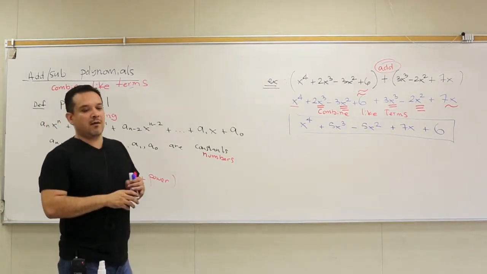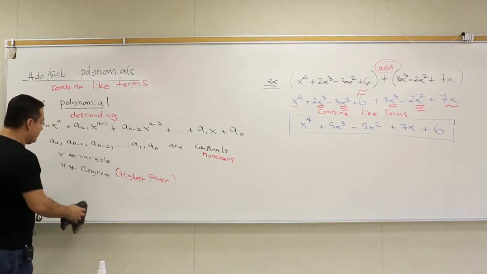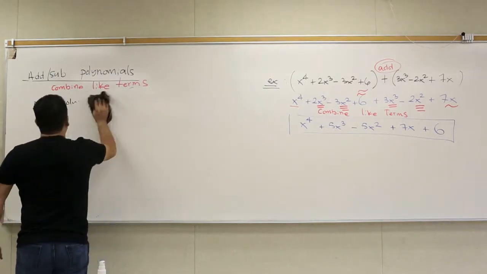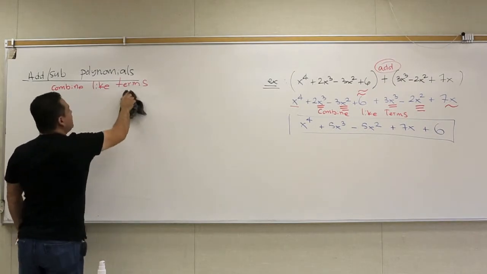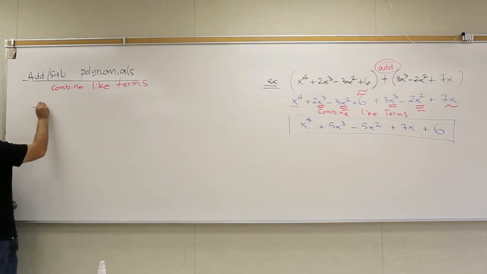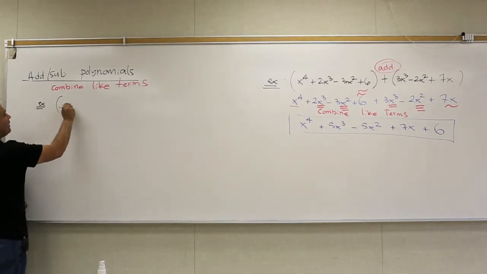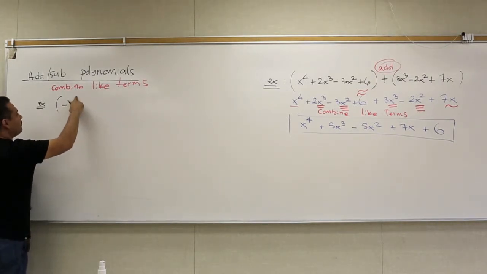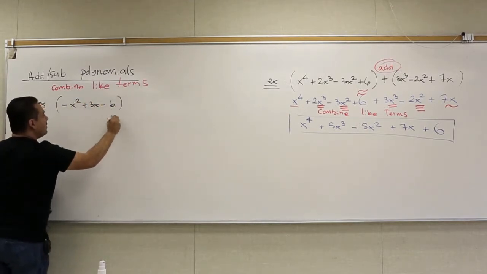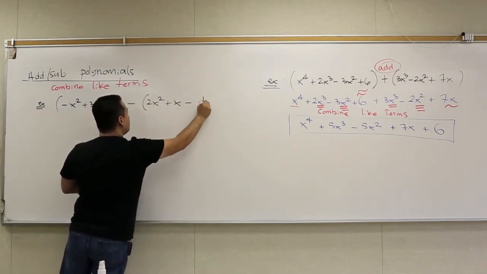We're also doing subtracting polynomials. So let's subtract these polynomials. Here we go. I'm going to put in my parentheses. Let's do something simple like negative x squared plus 3x minus 6, subtract 2x squared plus x minus 4.